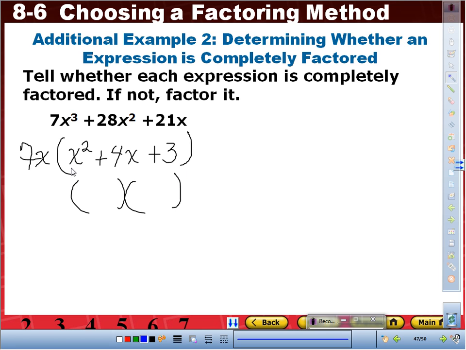What is our next step? Factor the first term. What do we write? x and x.